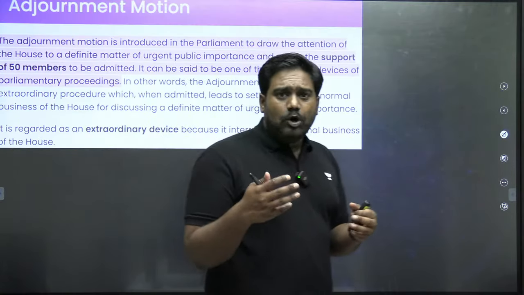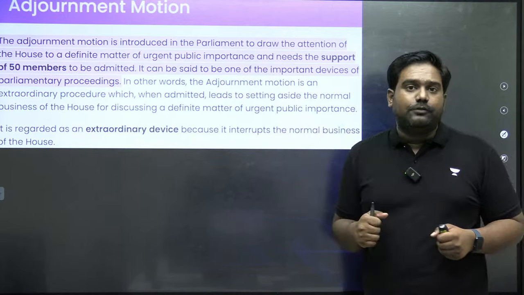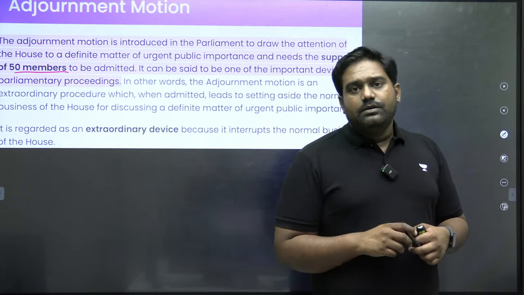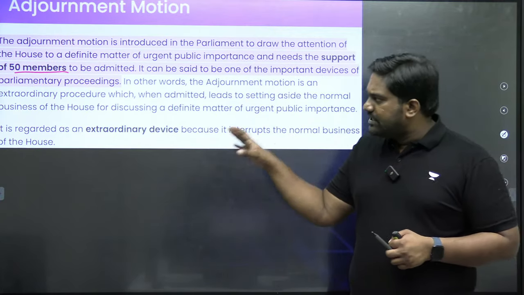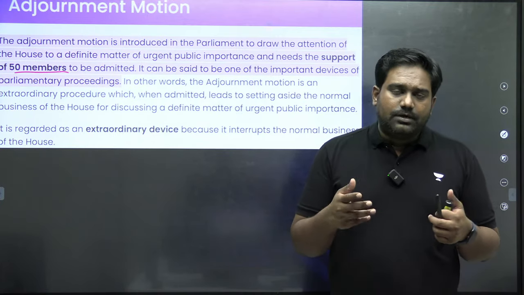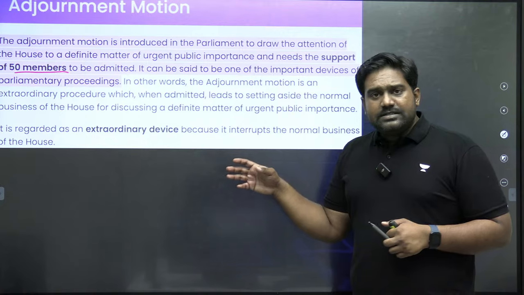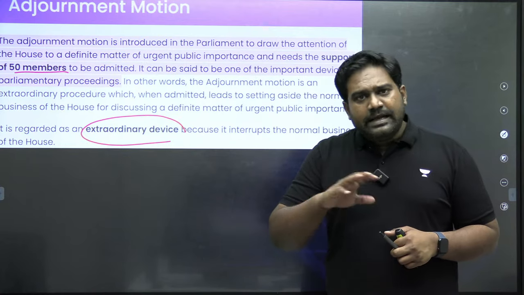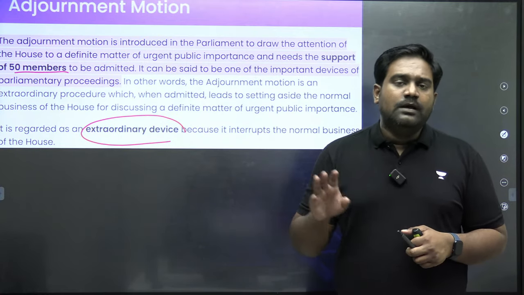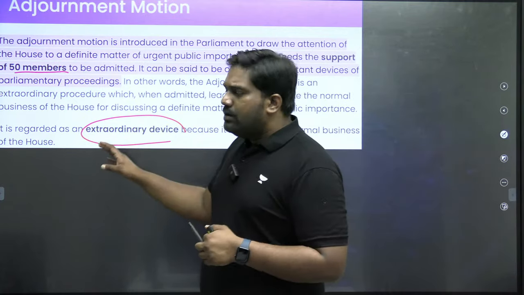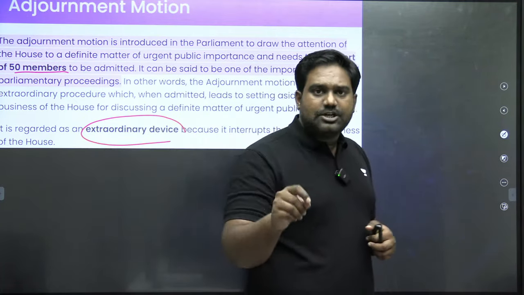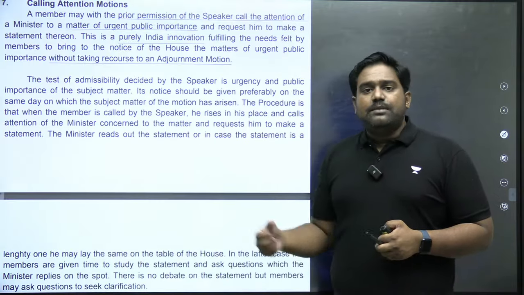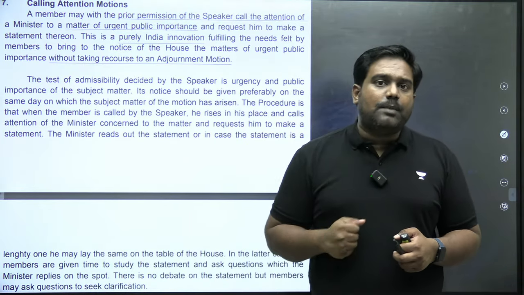We also have important motions that are available, like adjournment motion, for example. Right, but it requires the support of at least 50 members of the House to be admitted by the Speaker. The proceedings are prescribed in the rules of business of the concerned House. And it's an extraordinary device because if adjournment motion is accepted, the business for the entire day is adjourned. No other business is taken up, no other bill, no other discussion is taken up, and the whole slot is assigned for a discussion on a particular matter, a matter of urgent public importance. So important issues can be raised and the government can be held answerable right in front of the public.